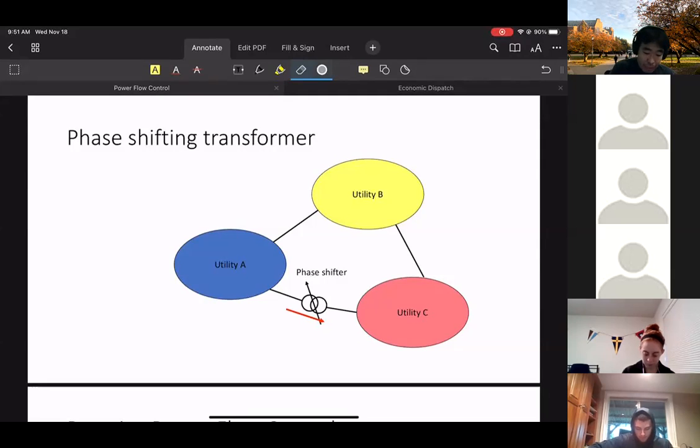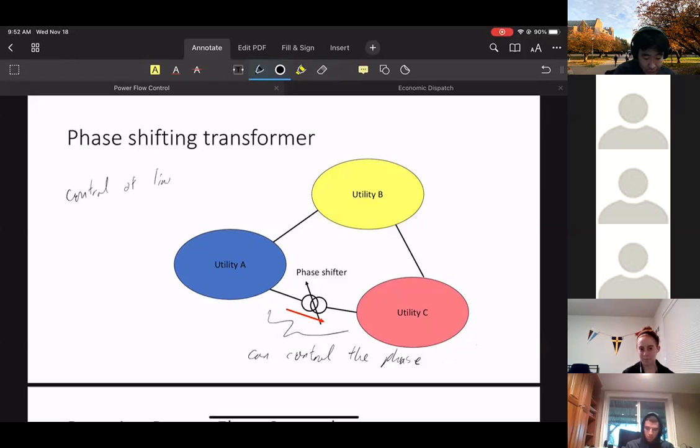What a phase shifter does: remember, the loop flows come from the angles all being coupled, right? So the angles are all coupled, and the power flow is driven by the angle. So what this phase shifter does for us is it can control the phase difference, or the angle difference. It gives control of line flow on a single line.